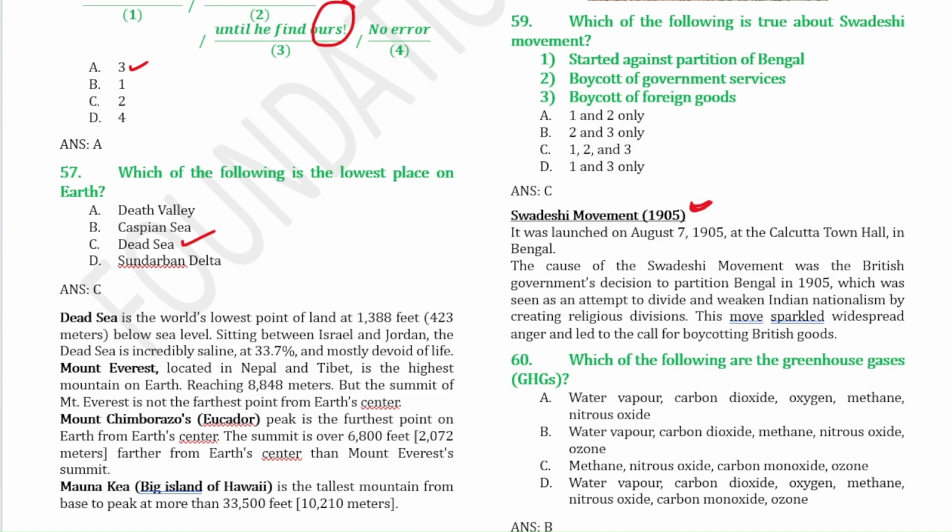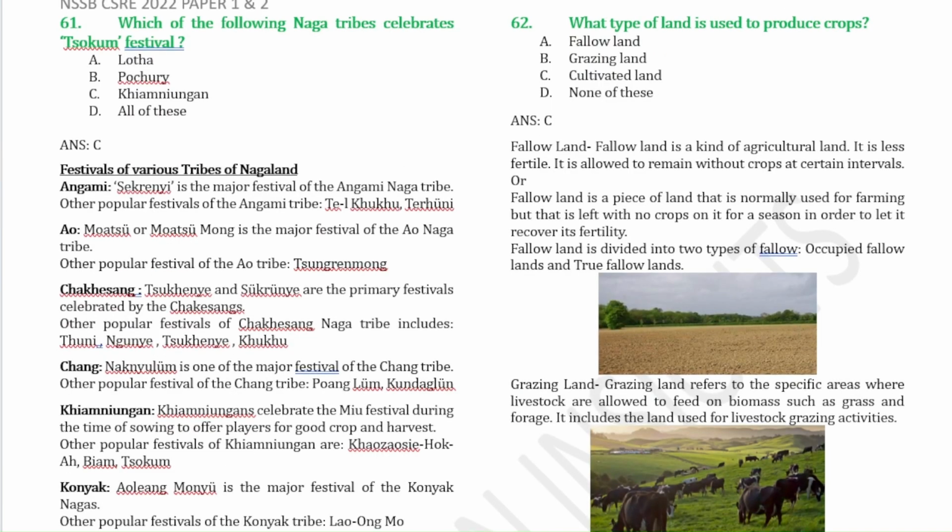Question number 60. Which of the following are greenhouse gases? So the correct option will be option number B, because oxygen is not a greenhouse gas. So this option automatically gets cancelled. This also gets cancelled. And then water vapor is the major contributor of the greenhouse gases, so option number B is the correct one.